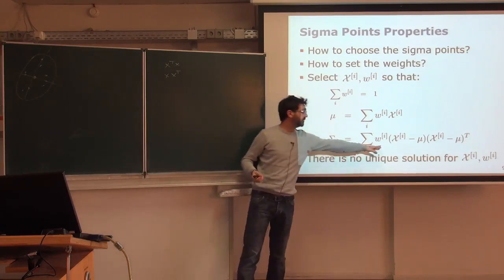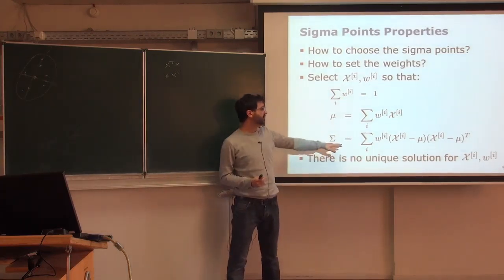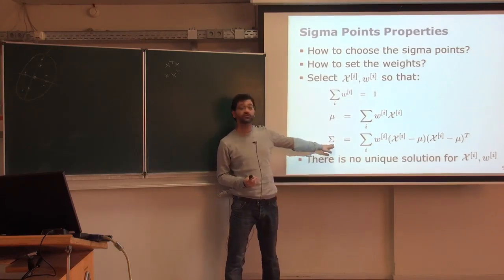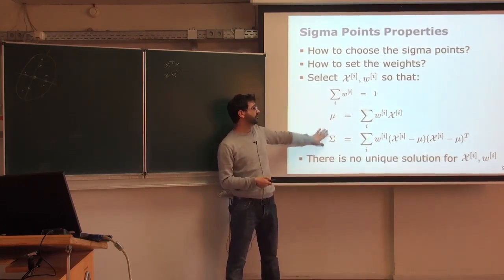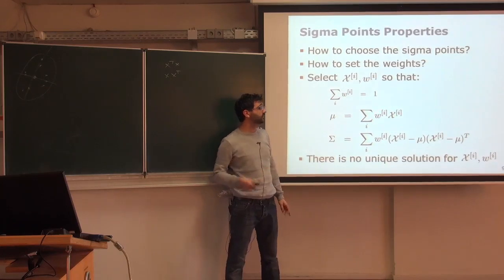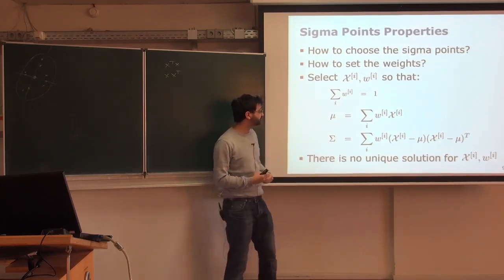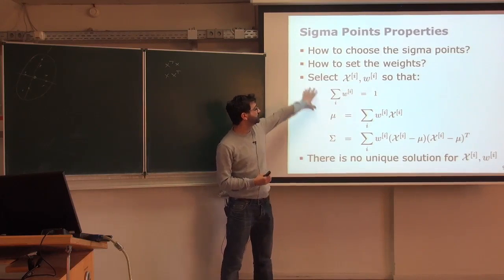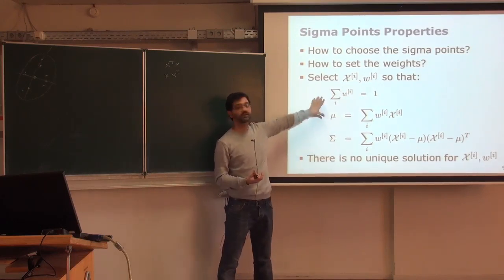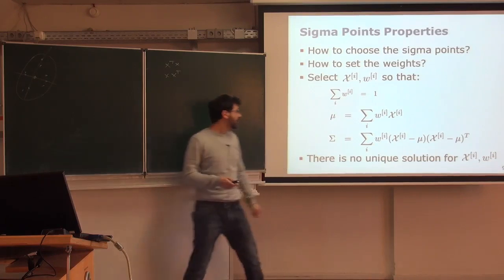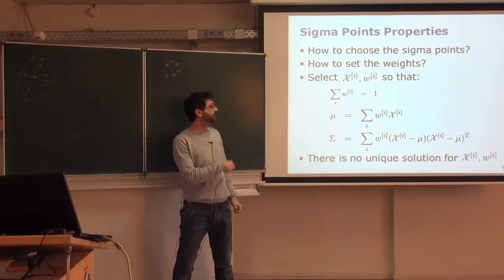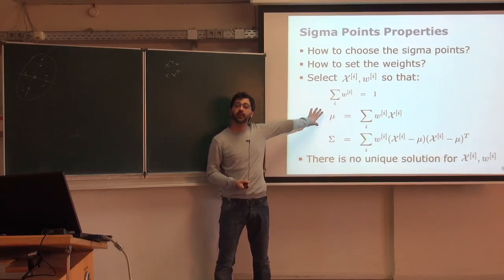And exactly, when you get the empirical covariance, you want to make sure that the empirical covariance is equal to the original covariance matrix. Okay? So basically, this defines a set of constraints that you want to put on the sigma points and on the weights. And you should, in principle, if you're able to solve this kind of system, get a set of sigma points and a set of weights that you can use for the unscented transform. There is also not a unique solution for this. This is an under-constrained problem.